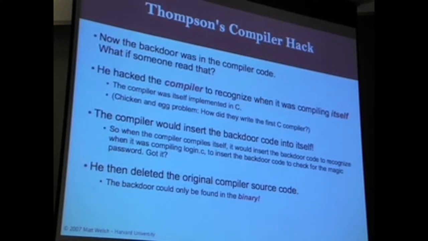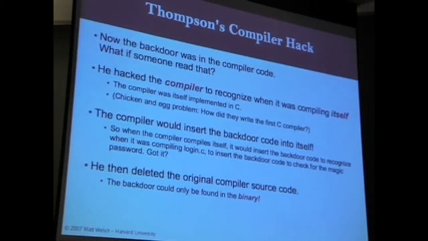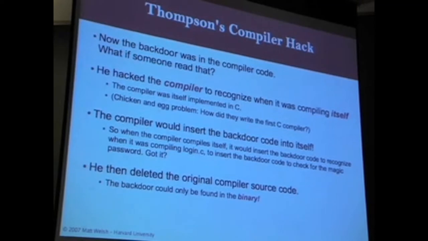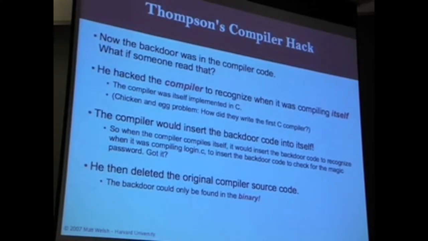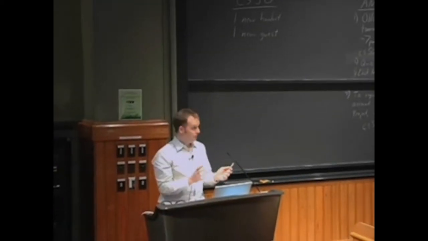It's really complicated. Yeah? So what he did was he changed the C compiler to recognize when it was compiling itself, to add the backdoor code for login.c into that login binary. And then he deleted the original source code for the compiler. No trace of this hack exists in source form anywhere. This is like a James Bond kind of plot. Yeah? Any questions about this? This is cool. This is really cool.